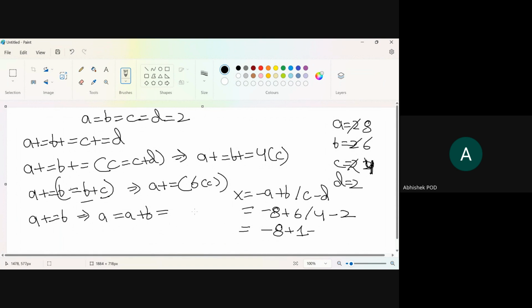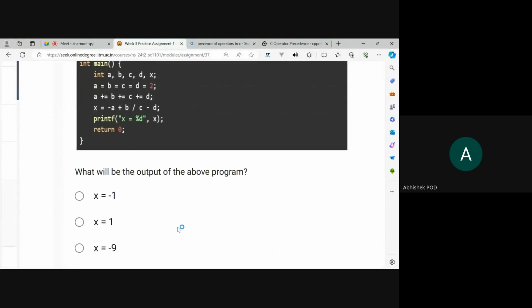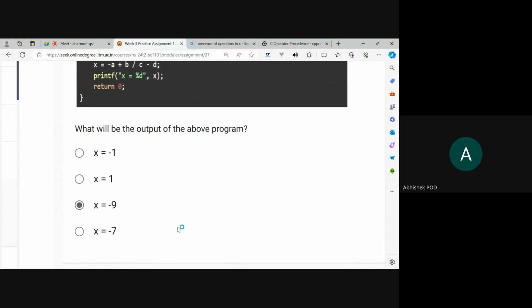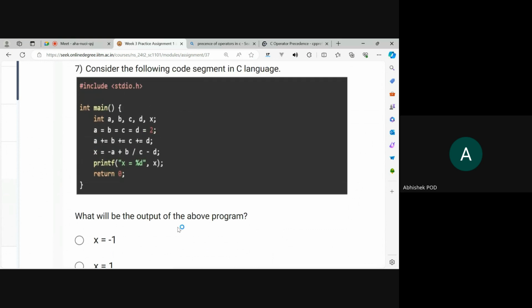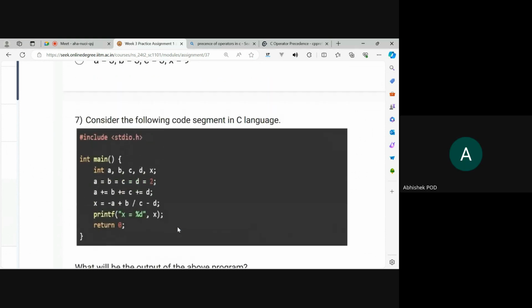Minus 2 will be written as it is. So what should be the answer? Minus 8 plus 1 minus 2. What should be the answer? So minus 9. Exactly. It is going to be minus 9. Is minus 9 available here? Yes, it is available. It is the third option. Are you able to understand this? Yes, sir. All right. So let's move to the next question.